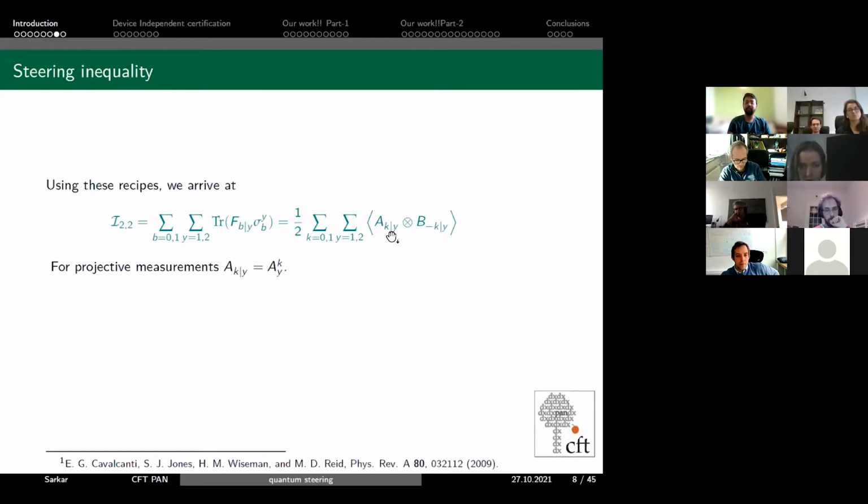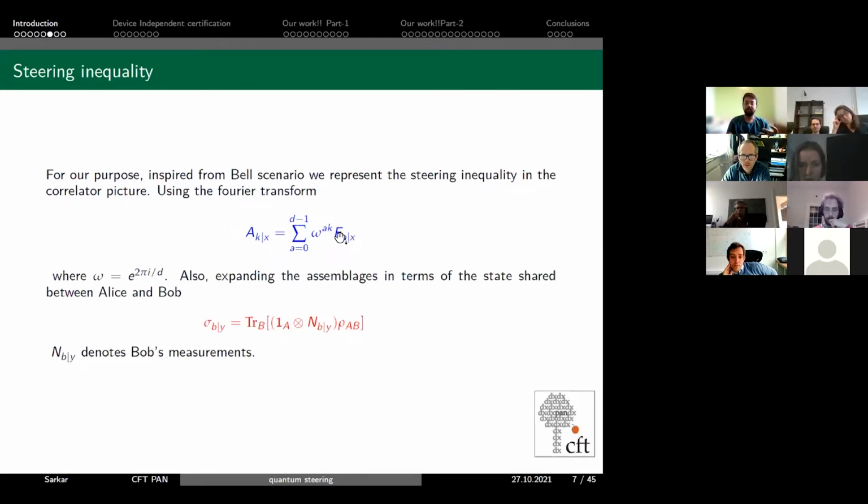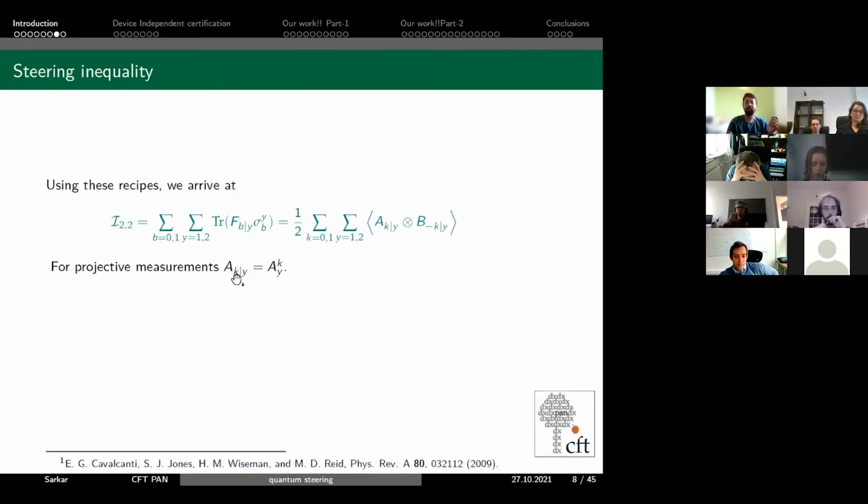It's the expectation value of the tensor product of two matrices. For projective measurements, if these F_a|x are actually projectors, these A_k|x are just a diagonal matrix where the eigenvectors are these projectors. So these matrices are actually unitary, and what you can also show is that A_k|y is just, I have removed these indices, but actually A_k|y is A_1|y to the power k.